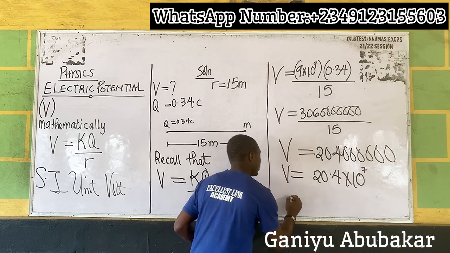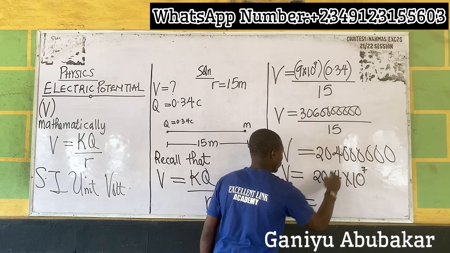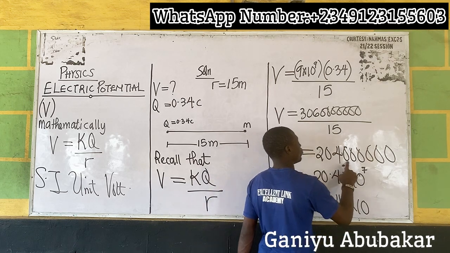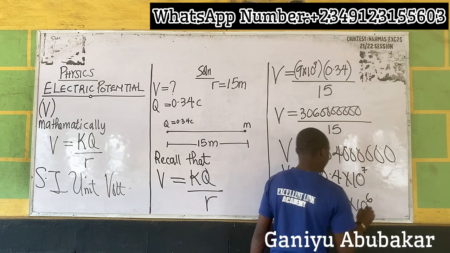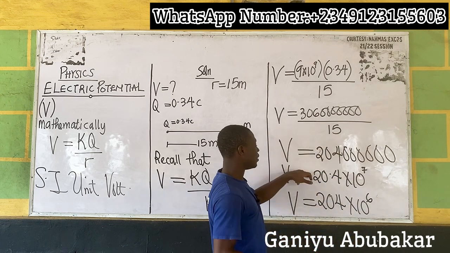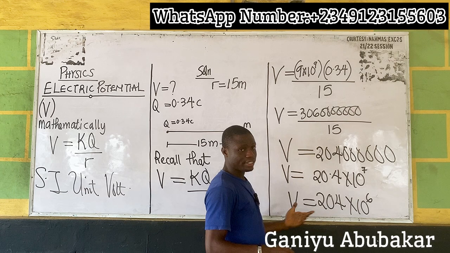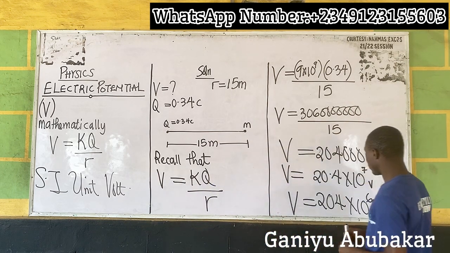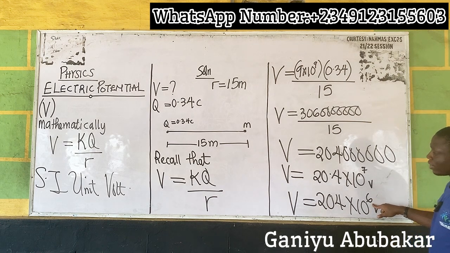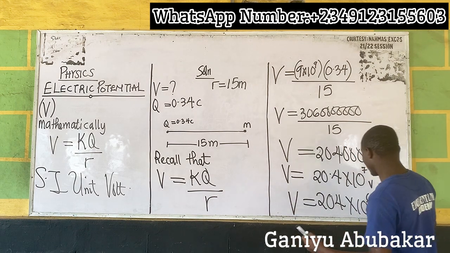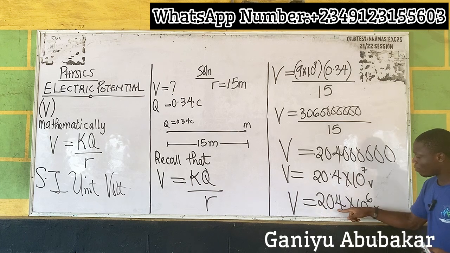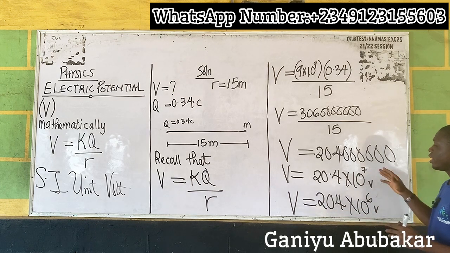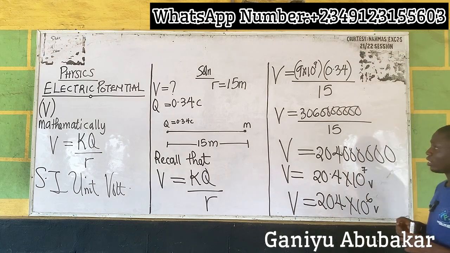Also, you can leave your answer that V is equal to 204 times 10 to the power of, how many zeros? 1, 2, 3, 4, 5, 6, 10 to the power 6. So this and this are still the same thing. My answer should be in volts. Of course, we said 10 to the power 6 represents a prefix called mega. So I can say my answer should be 204 megavolts. Anyhow you want to put your answer, you are still correct.